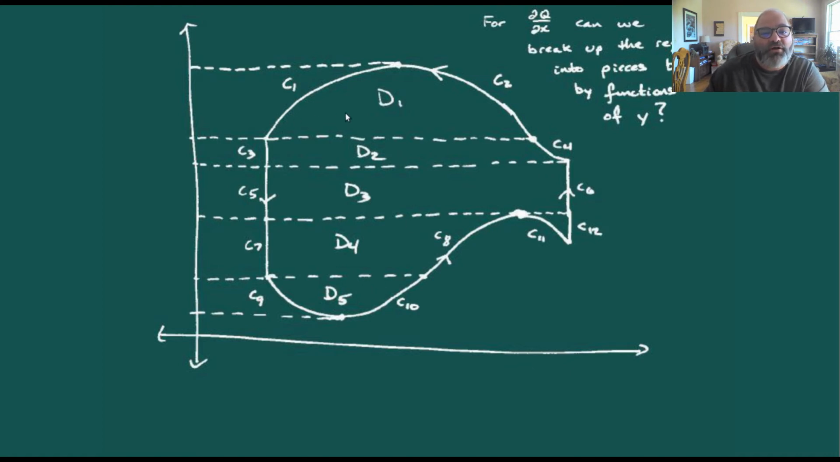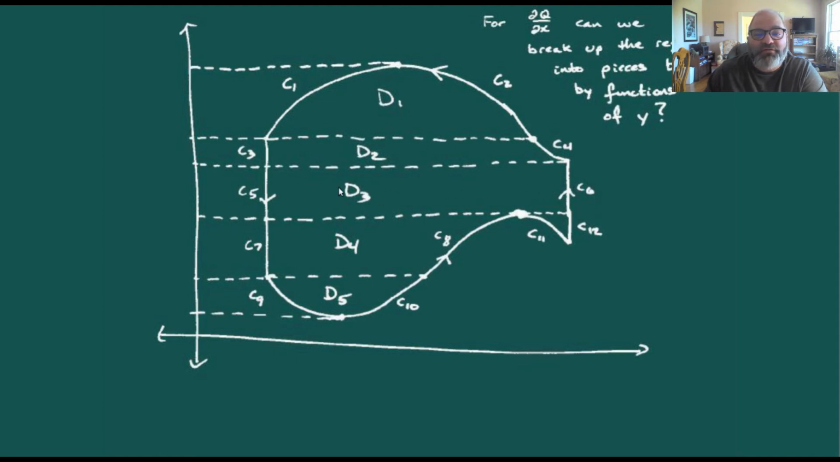So for D1, we've got curves C1 over here on the bottom, where we can make x a function of y. For C2, we can make x a function of y for the top, and so we can get that part of the curve here for C1 and C2. We do the same thing between these points for D2.